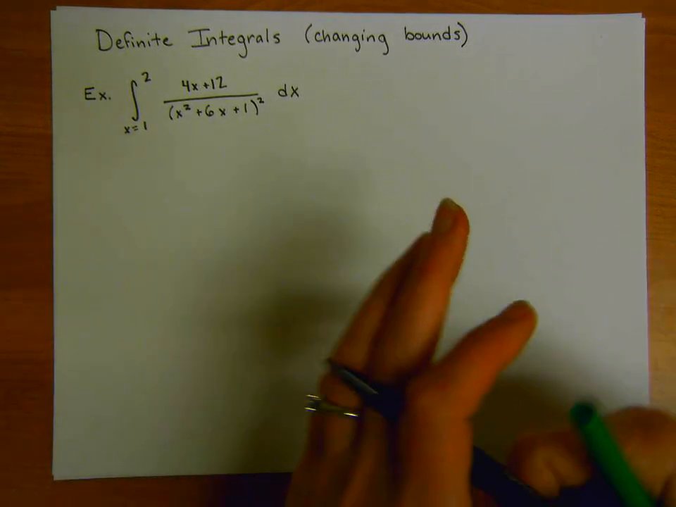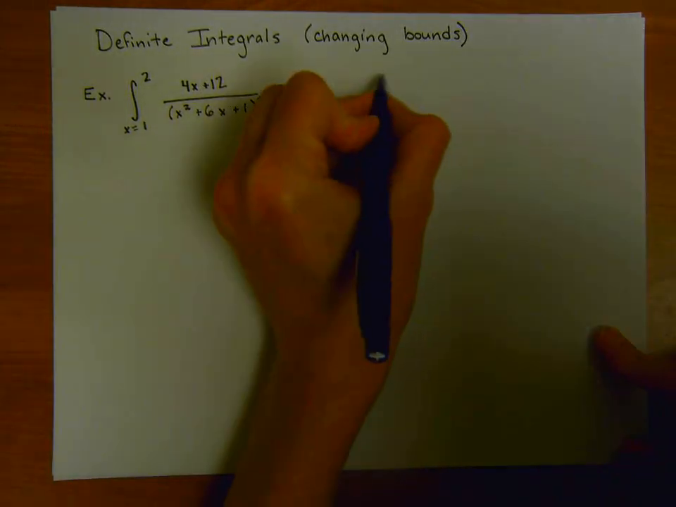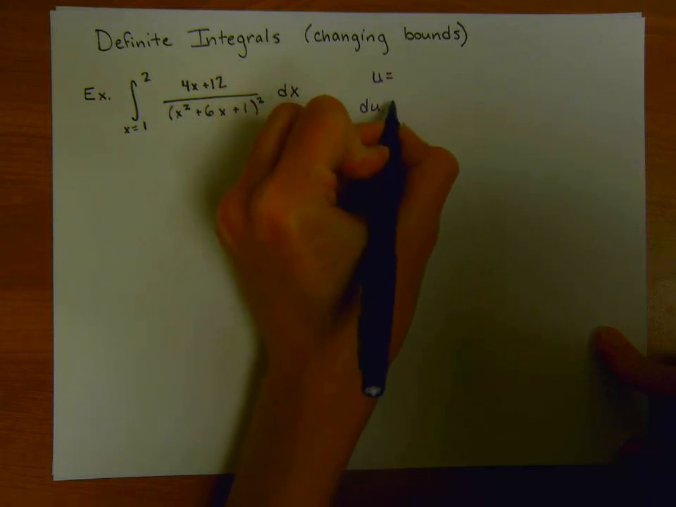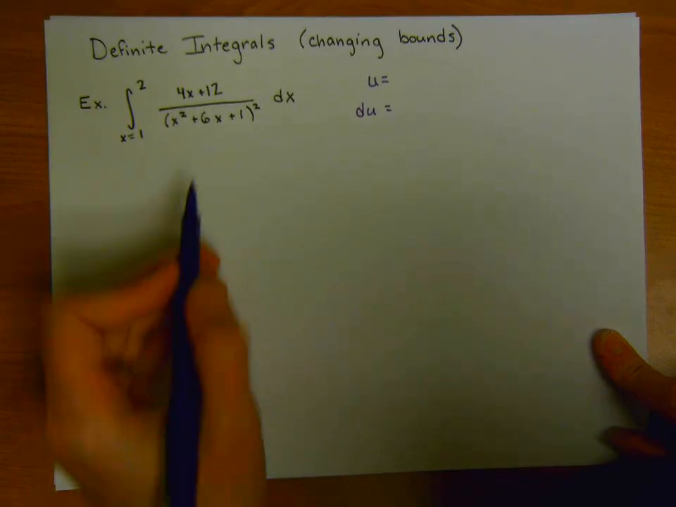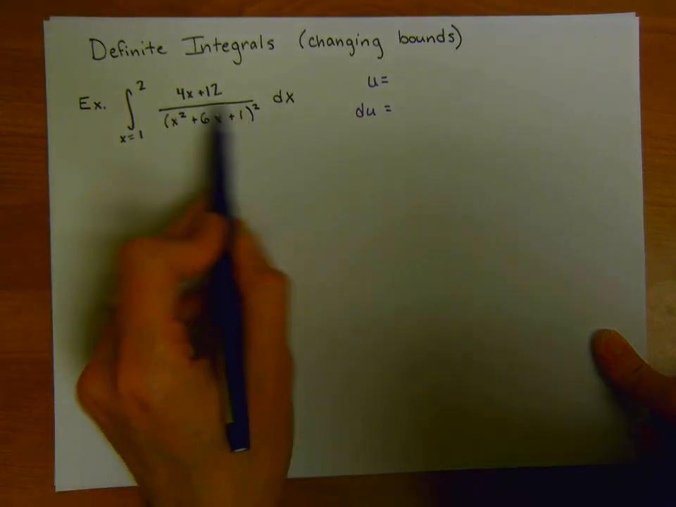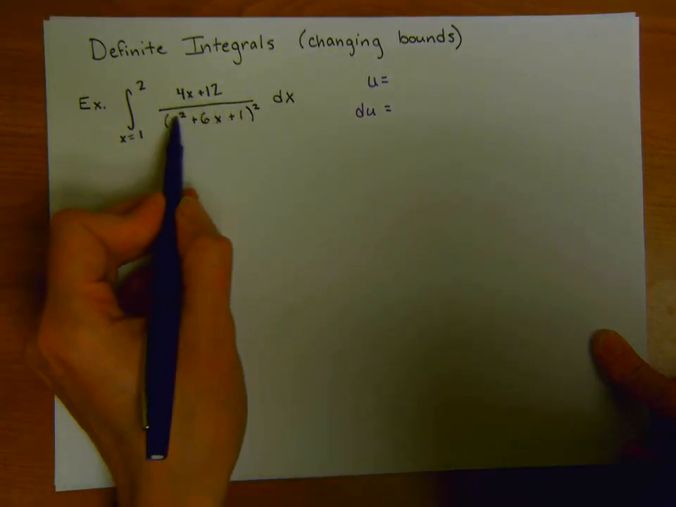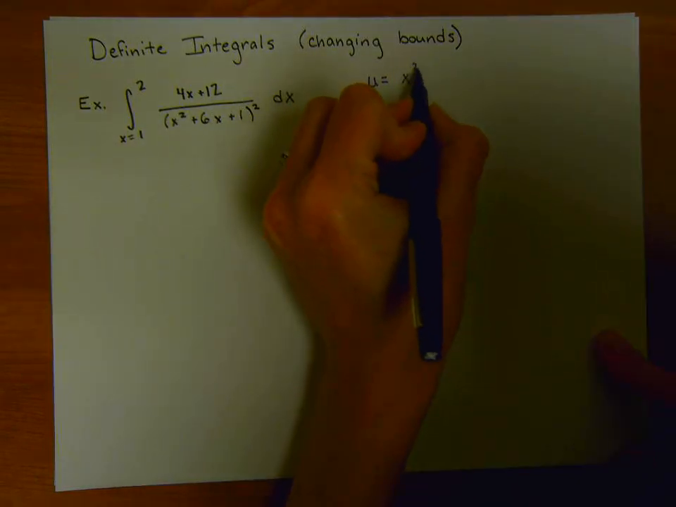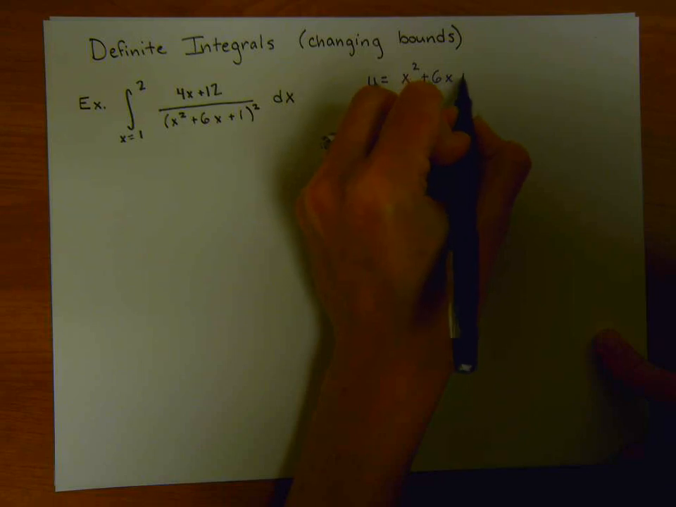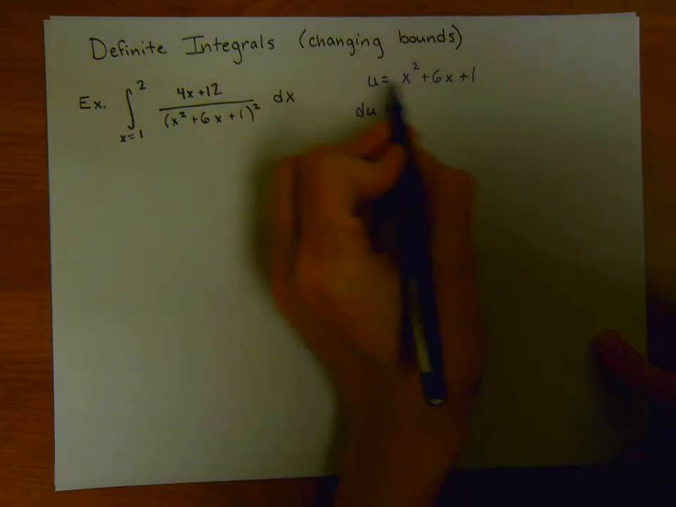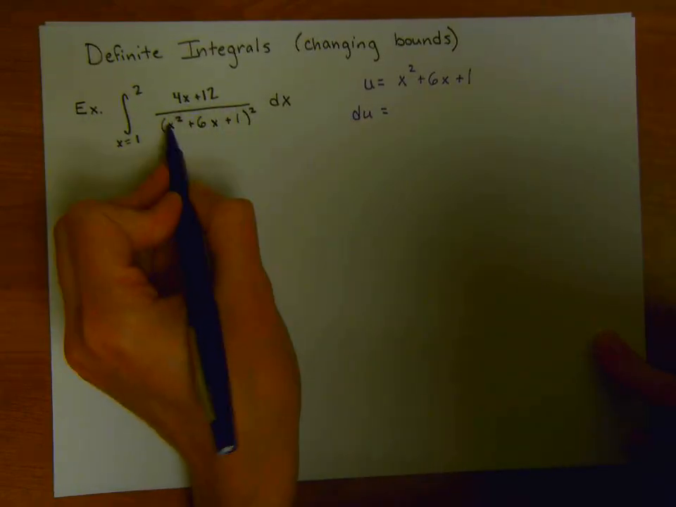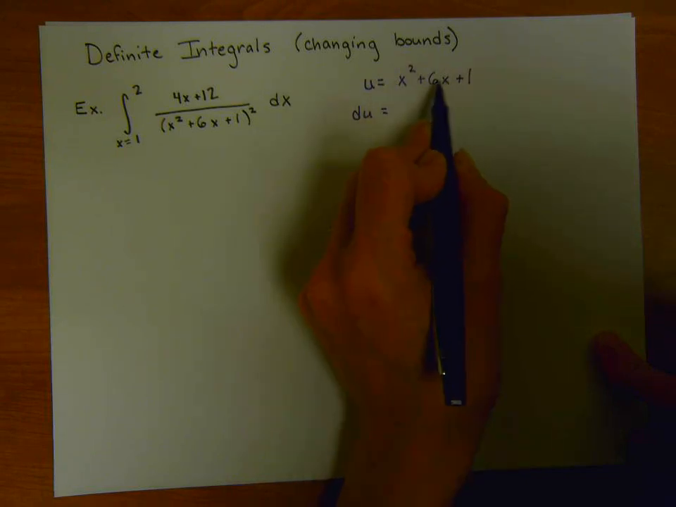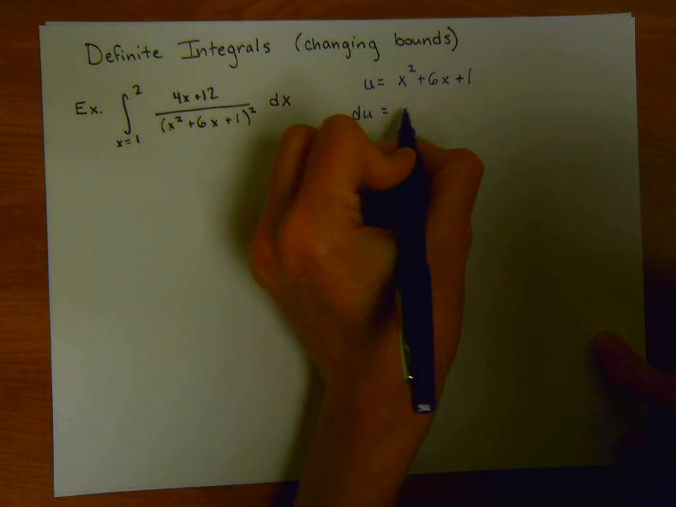So let's proceed the way that we always have. First, I'm going to have to identify what is my u and what is my du. And in this case, it works out pretty nicely. It's hard to identify what is the innermost function, and I see in the denominator x squared plus 6x plus 1. This whole thing is being squared, and the derivative of it is 2x plus 6.